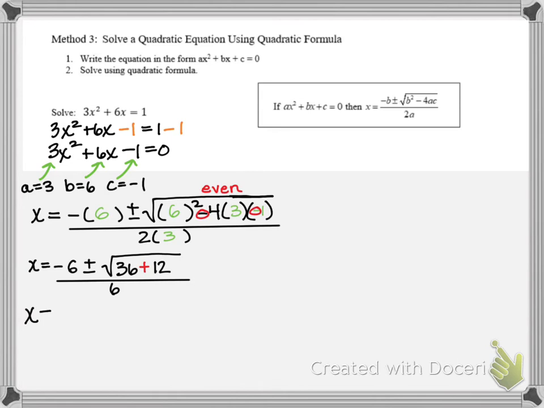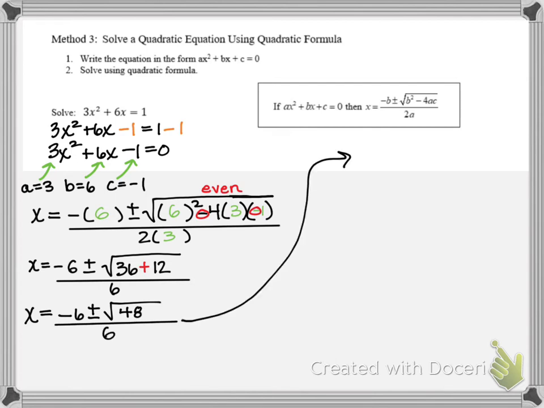So when I add 36 plus 12, now I have negative 6 plus or minus the square root 48 all over 6. So I have some more simplifying to do. In the margin, I'm going to really quickly simplify radical 48 because I do need to simplify that square root. 48 is 16 times 3, so I'm going to factor using a factor tree, and 16 is the perfect square of 4 times 4. So since I found a pair of numbers and 16 is a perfect square, I can simplify the square root of 48 and call it 4 rad 3.